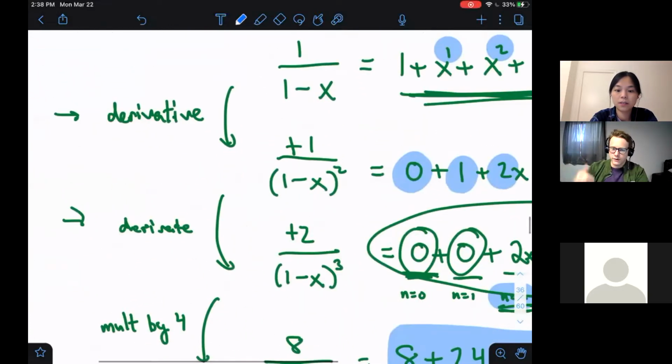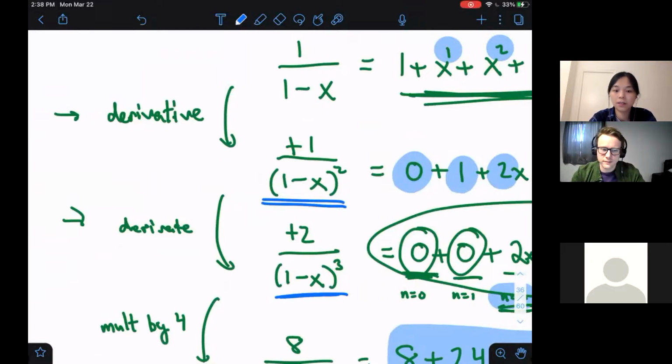And you can see if you take one derivative, you get this quantity squared. If you take 2 derivatives, you get quantity cubed. Okay. And then you want that 2 to be an 8, which is why you multiplied by 4 throughout the whole thing. Exactly. Yes. Okay. That makes sense. Thank you.